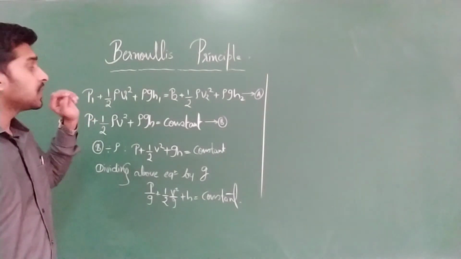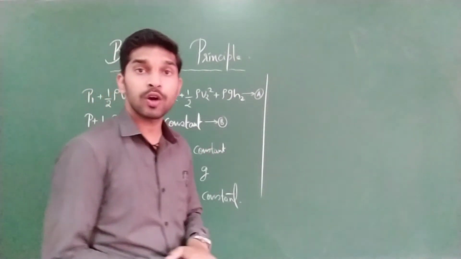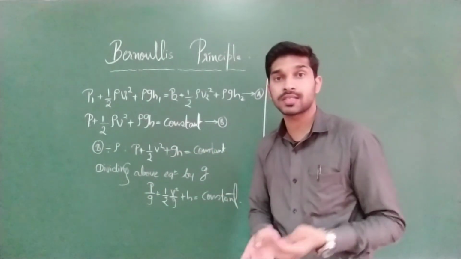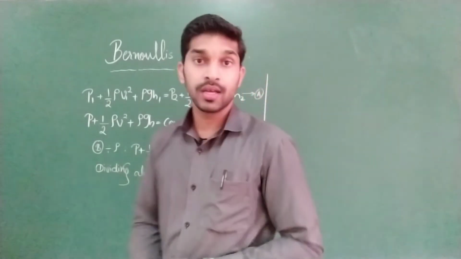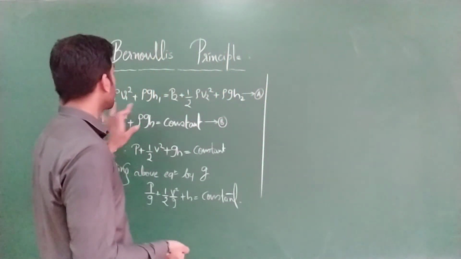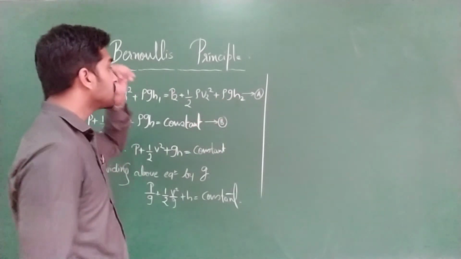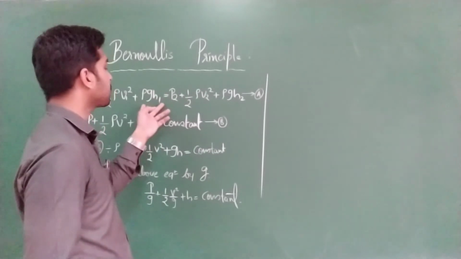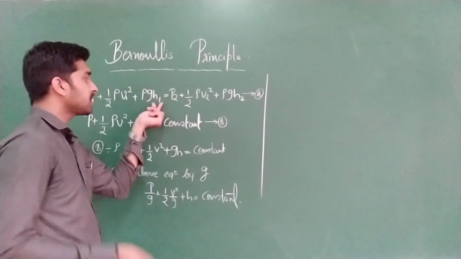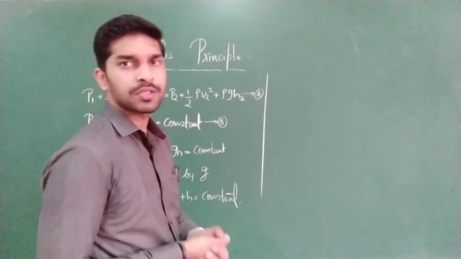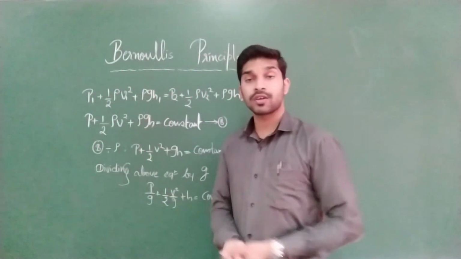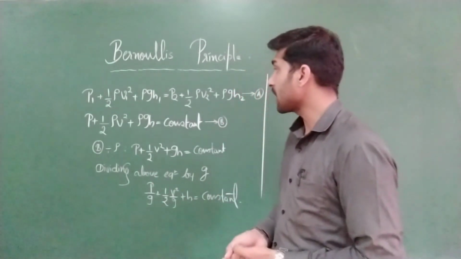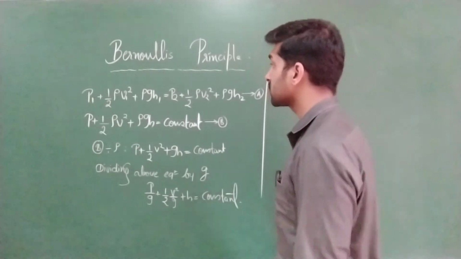If the liquid is flowing in a straight horizontal manner, that means both points are at the same height from the ground level. Then what will happen? The height values will be the same, correct? H1 will be equal to H2. So these two terms, rho g H1 and rho g H2, will get cancelled. If I treat H1 equal to H2 equal to H, the left-hand side has rho g H and the right-hand side also has rho g H, so rho g H will get cancelled. So what is remaining here?